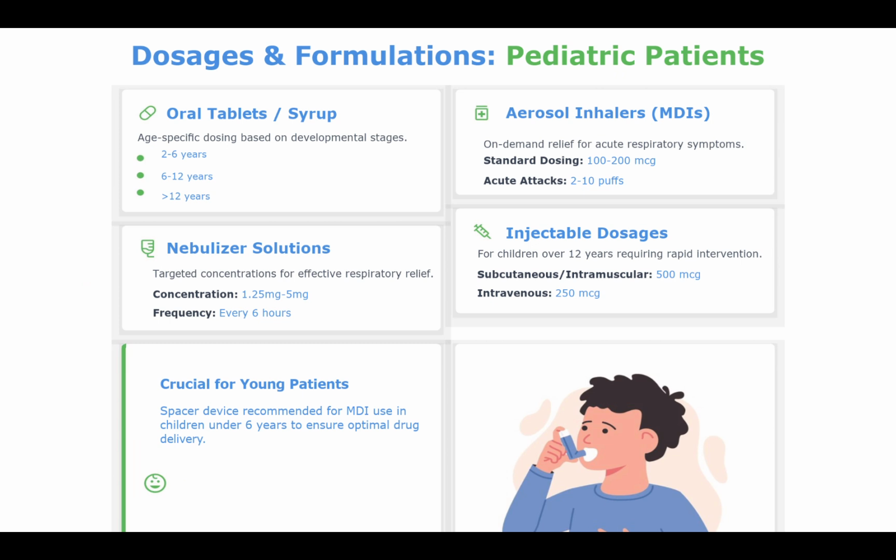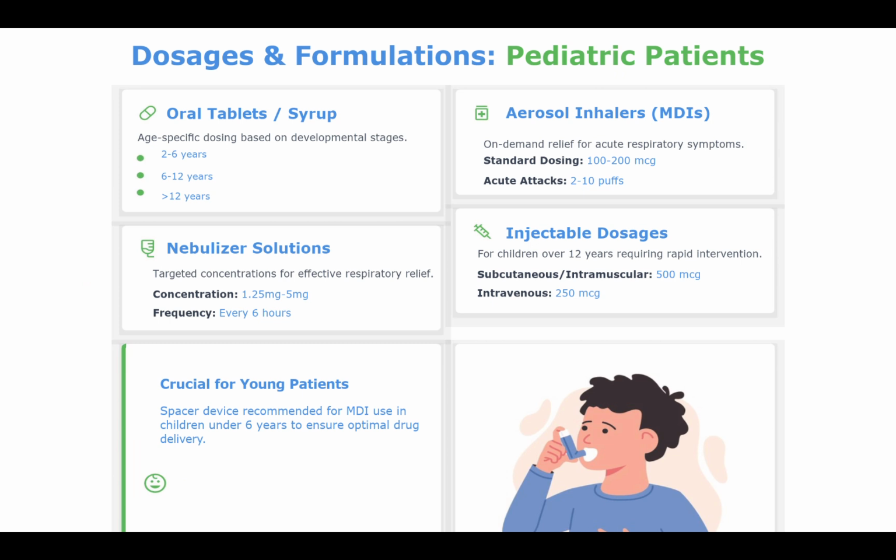Aerosol inhalers or metered-dose inhalers deliver 100 to 200 micrograms per puff on demand for maintenance, but in acute attacks, 2 to 10 puffs every 20 minutes for the first hour, then every 4 to 6 hours. For children under 6 years, a spacer is essential. It increases lung deposition by up to 50% and reduces oropharyngeal side effects.